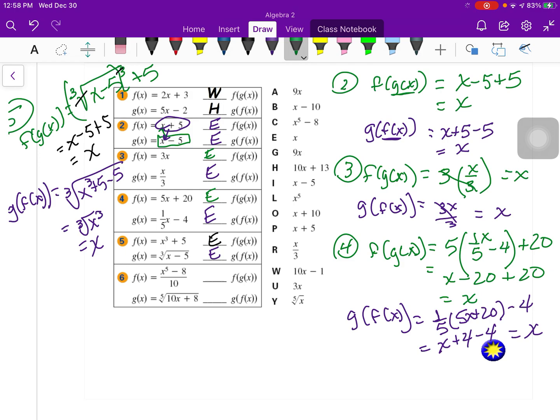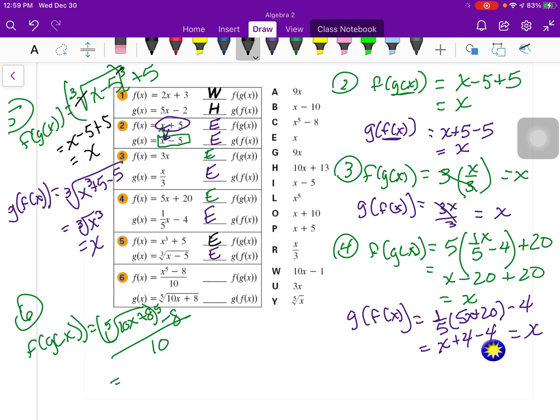And the last one, number 6, f of g of x. In place of x, I put the fifth root of 10x plus 8. And that is to the fifth power minus 8 all over 10. Which means the fifth roots undo each other. So it would be 10x plus 8 minus 8 over 10. That is 10x over 10. That is x.